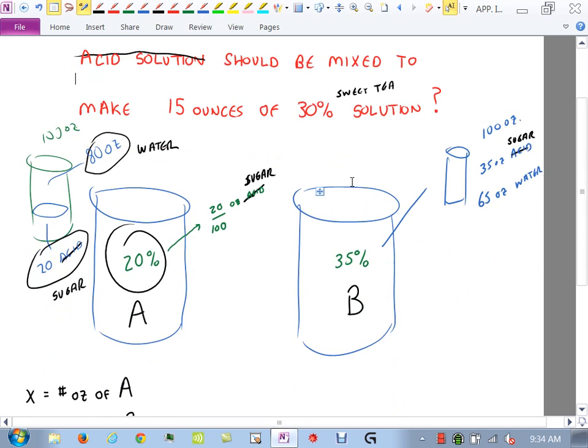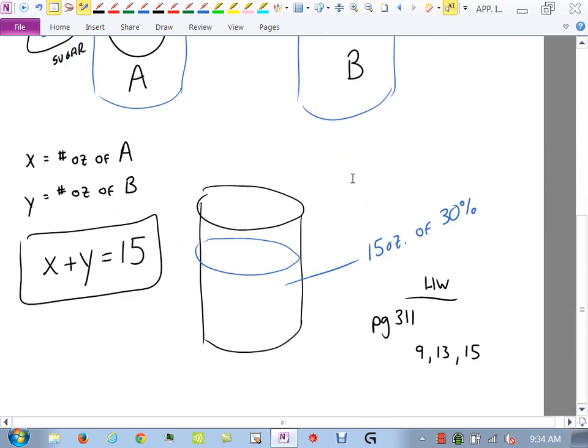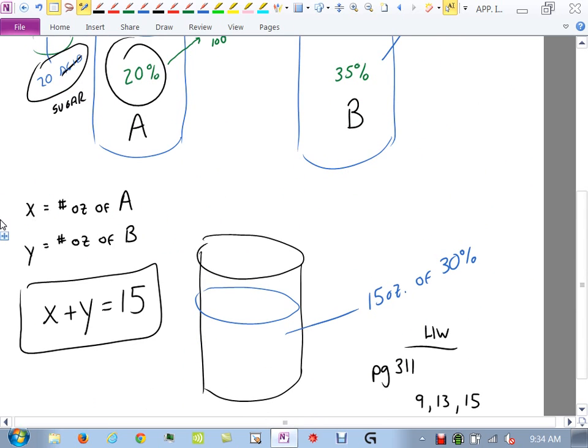What we determined towards the end of class was, let X be the number of ounces of A, and A is the 20% sweet tea. Let Y be equal to the ounces of the 35% sweet tea. When we add the X ounces with the Y ounces, we should have a total of 15. So X plus Y equals 15. 15 is coming from what?